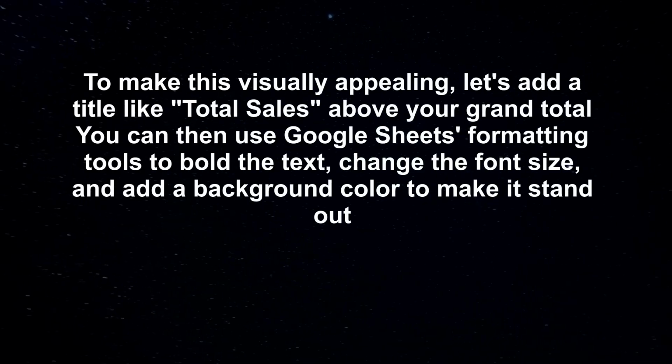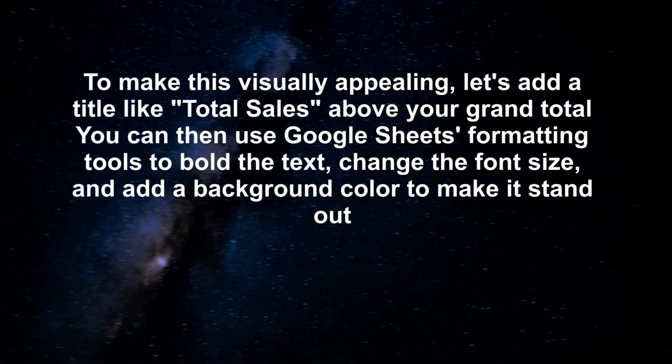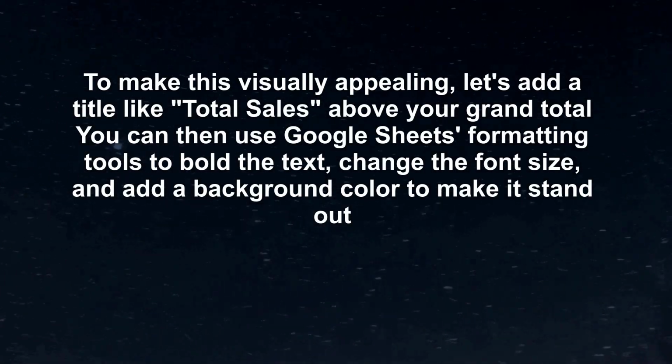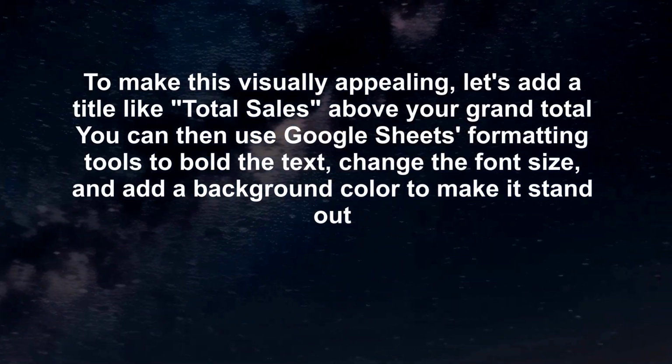To make this visually appealing, let's add a title like Total Sales above your grand total. You can then use Google Sheets formatting tools to bold the text, change the font size, and add a background color to make it stand out.